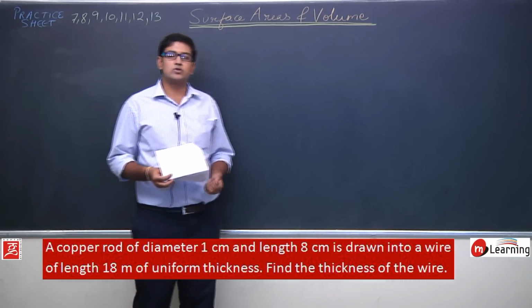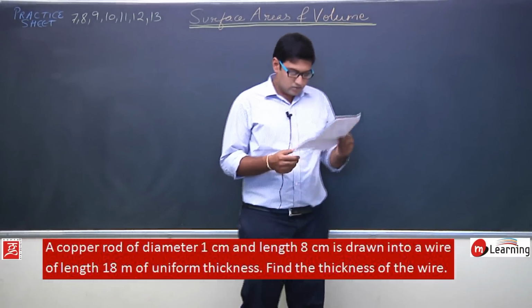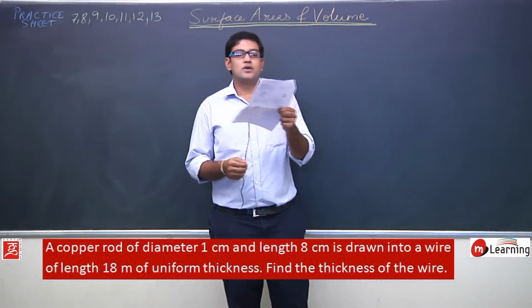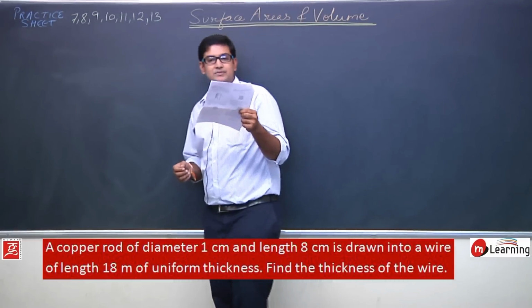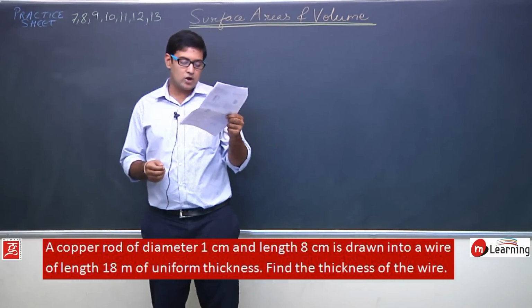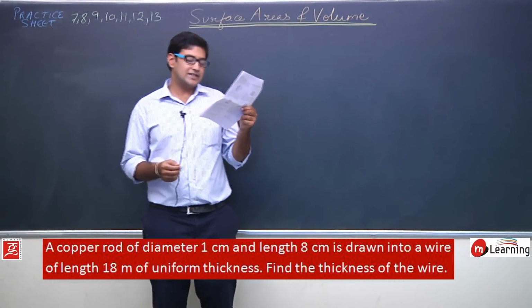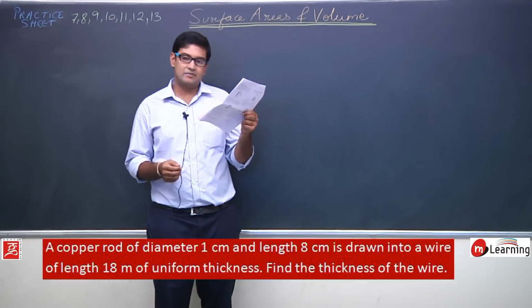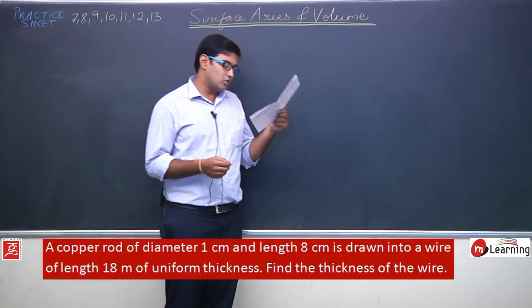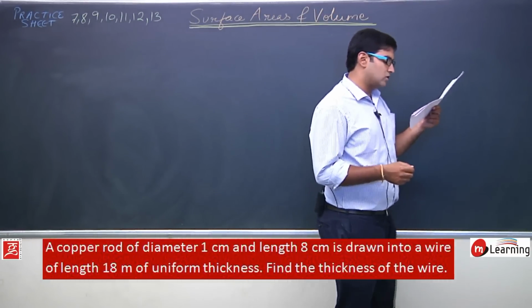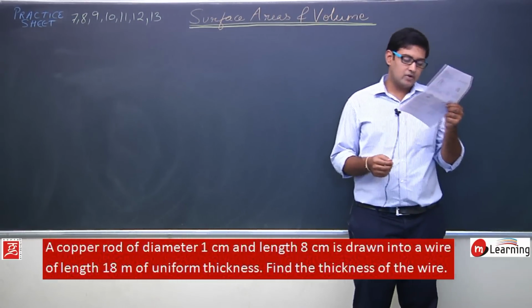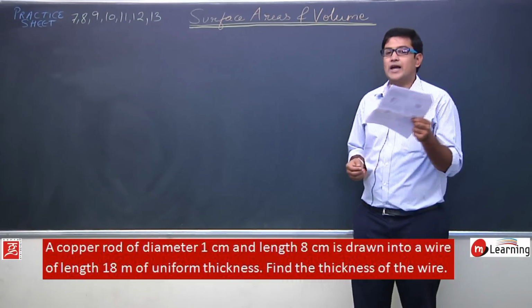So we have solved up to question number 6. Now let us solve question number 7 from the practice sheet. Question number 7 says a copper rod of diameter 1 centimeter and length 8 centimeter is drawn into a wire of length 18 meters of uniform thickness. Find the thickness of wire.